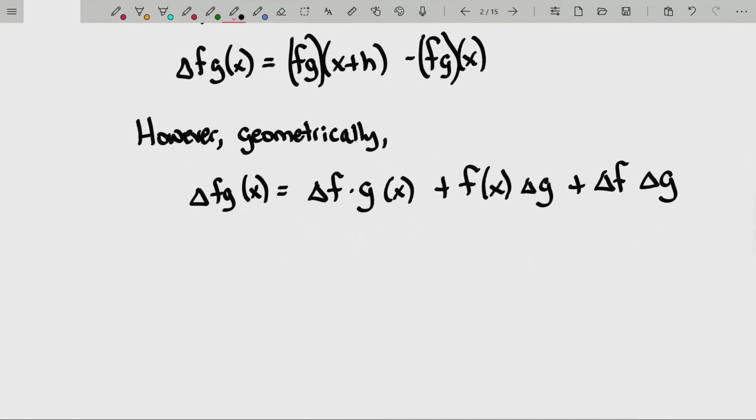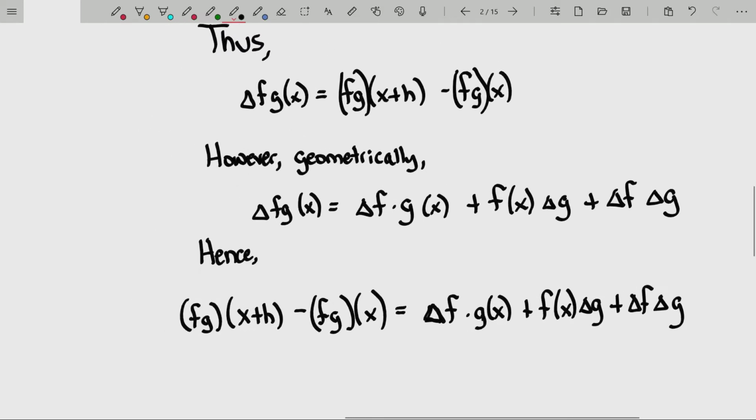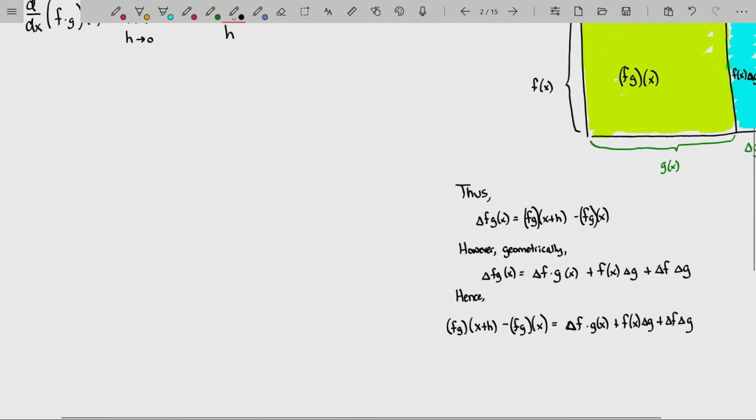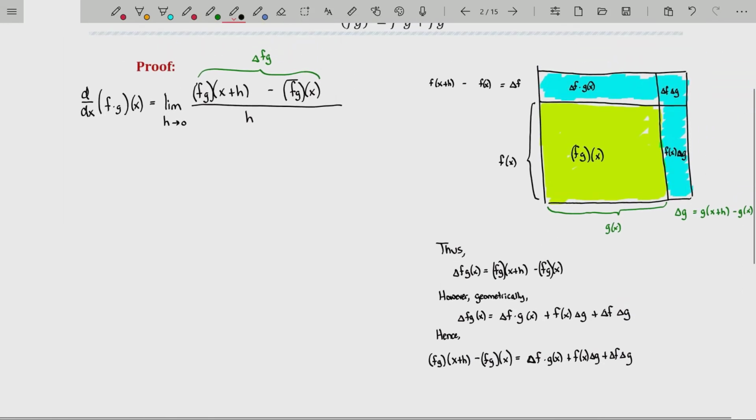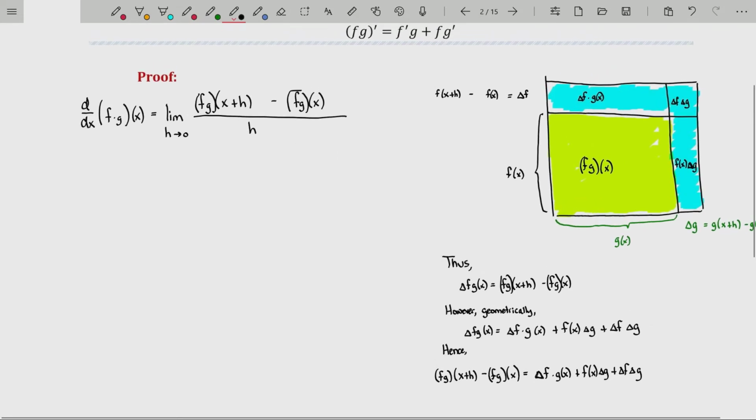And hence, we can trade out that numerator in our difference quotient, which is (fg)(x plus h) minus (fg)(x), for delta f times g of x plus f of x times delta g plus delta f delta g. So that's what we're going to do here. We're going to just go ahead and rewrite this numerator in our limit up here with those changes.